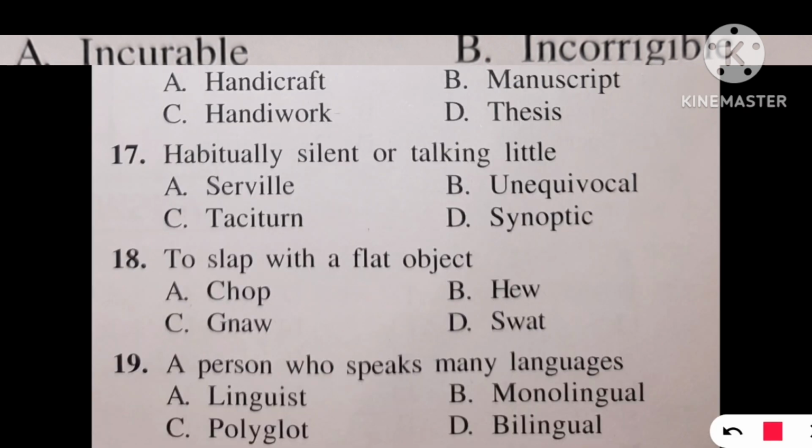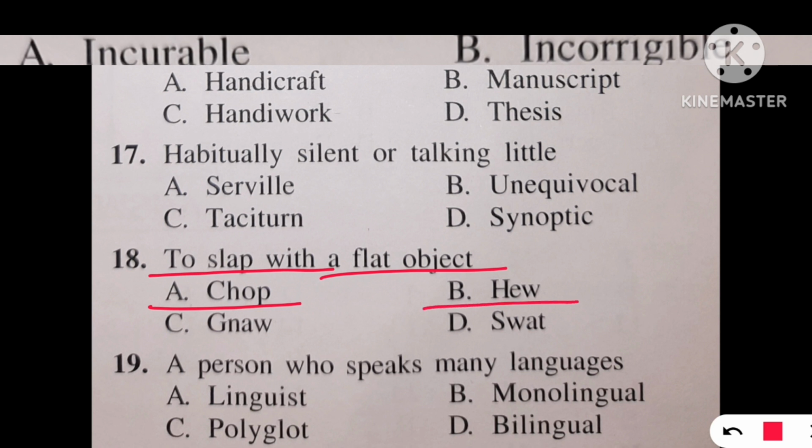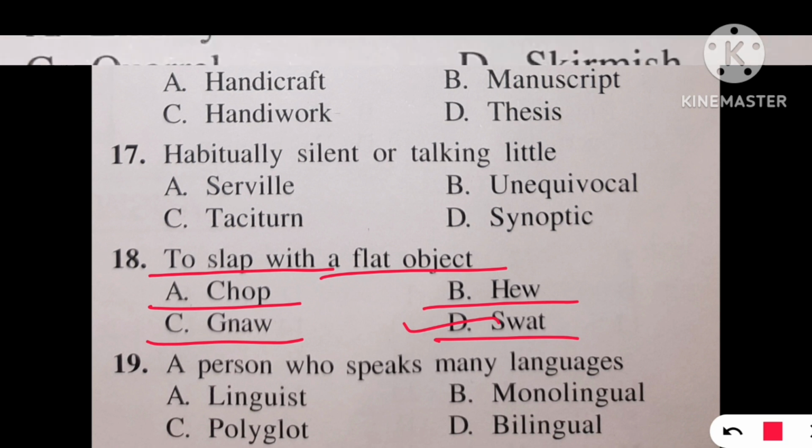Number 18. To slap with a flat object. Option A, chop. Option B, hew. Option C, gnaw. And option D, swat. The right answer is option D, swat. S-W-A-T. To slap with a flat object.